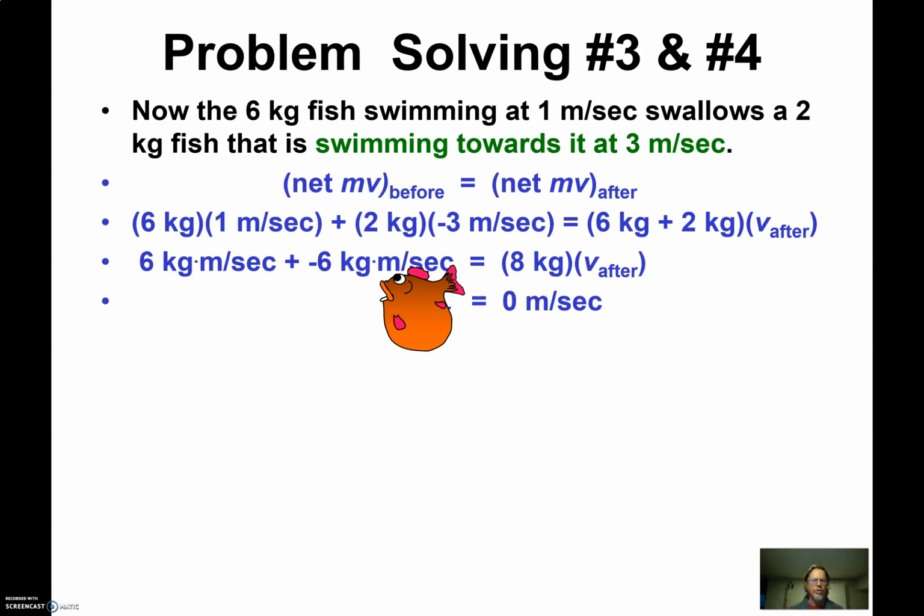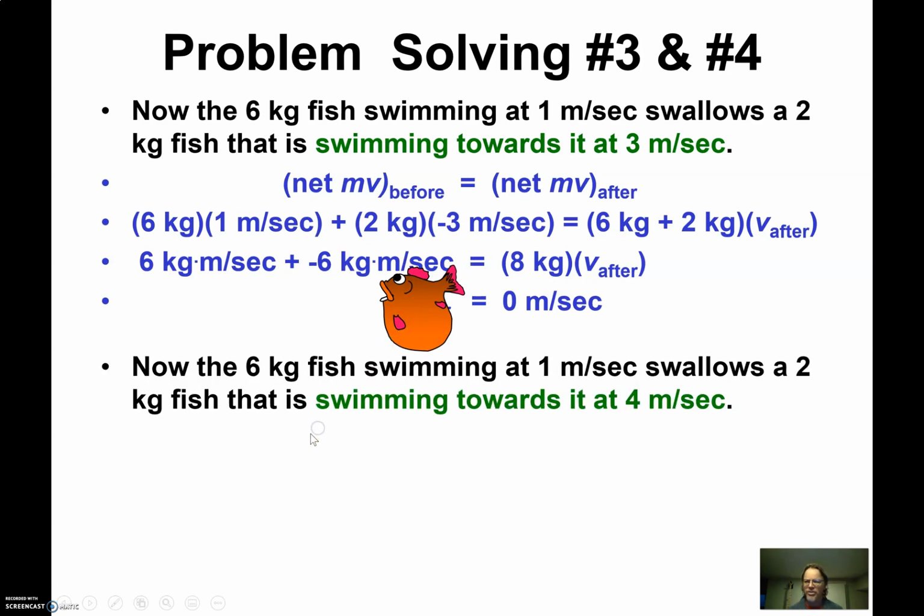But there was no net momentum, considering both fish, there was no net momentum beforehand, so there can't be any momentum afterwards since we didn't have any external forces acting on those two fish. So that's why the fish doesn't go anywhere, okay? But the kinetic energy is clearly way different than the start of it. That's why this is an inelastic collision.